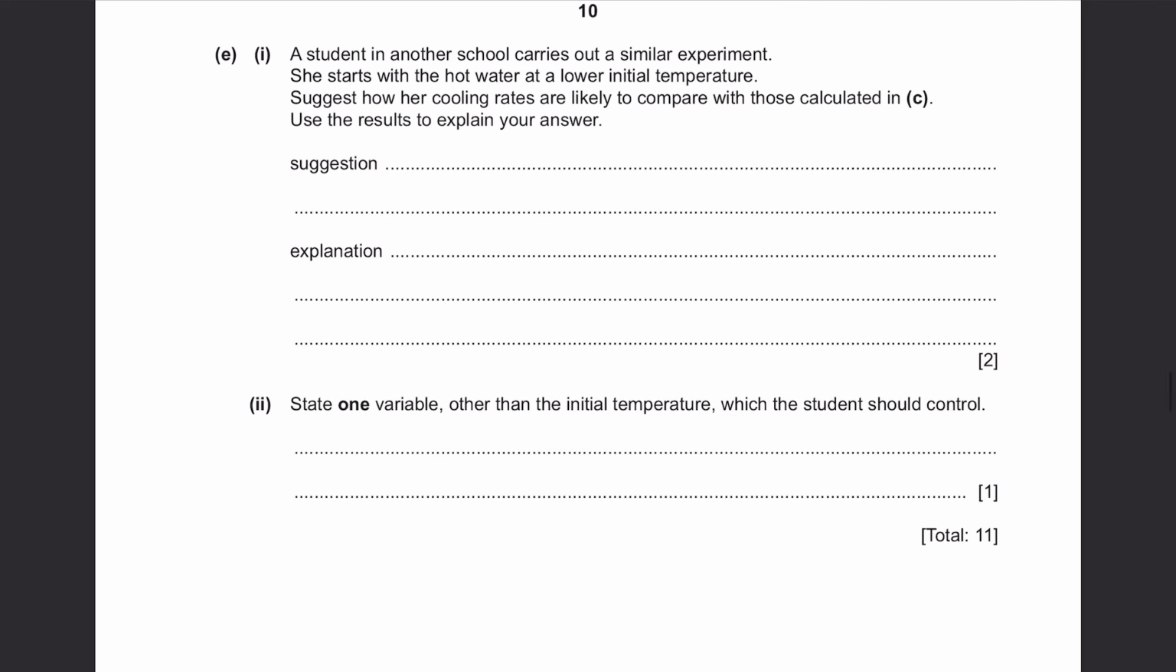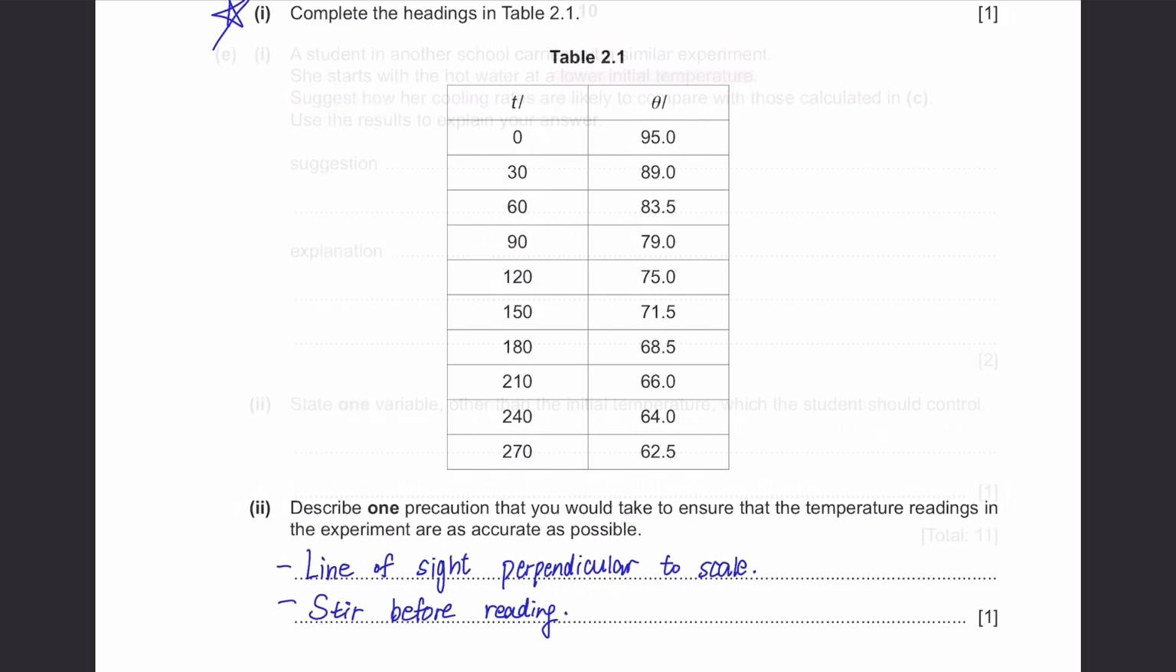Part E. A student in another school carries out a similar experiment. She starts with the hot water at a lower initial temperature. Suggest how our cooling rates are likely to compare with those calculated in Part C. Use the results to explain your answer. If it starts at lower initial temperature, well, we can find out what will happen by going back to our table again. So this experiment started at 95 degrees, but let's say this person starts their experiment at 66 degrees.